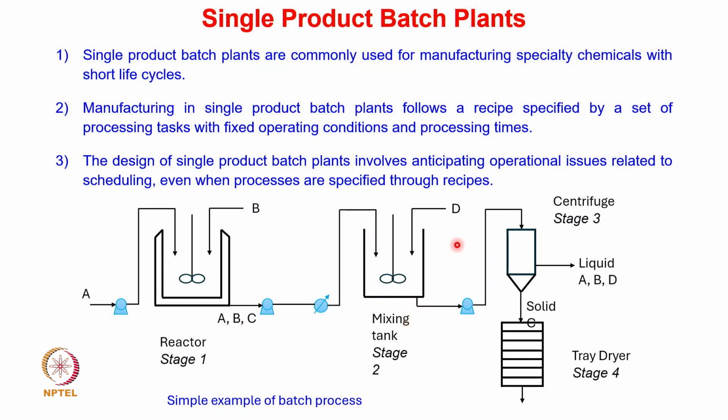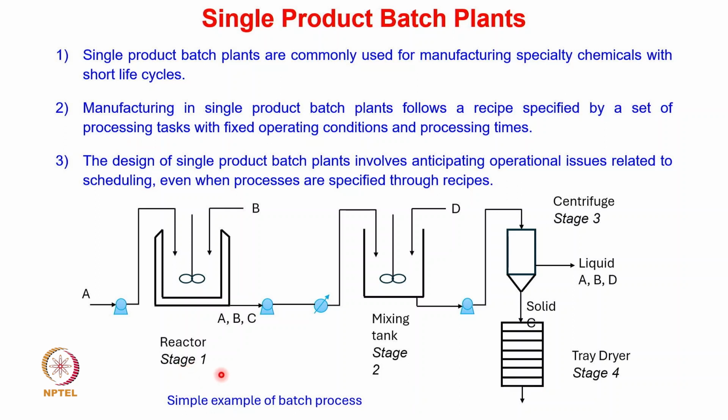So by the addition of the solvent D, this entire mixture is then separated in stage 3, which is a centrifuge, where the liquids A, B and D are separated, whereas the solid C, coming from the bottom of the centrifuge, is then sent to the tray dryer, where the dried solid component C is separated. So you can see that in this particular process there are 4 stages.